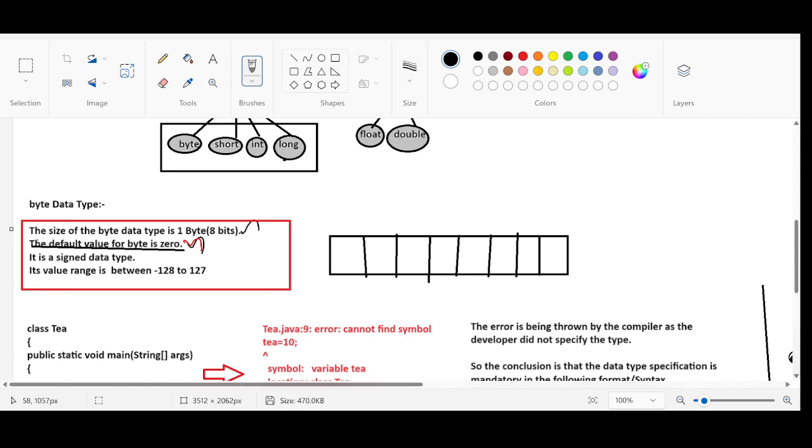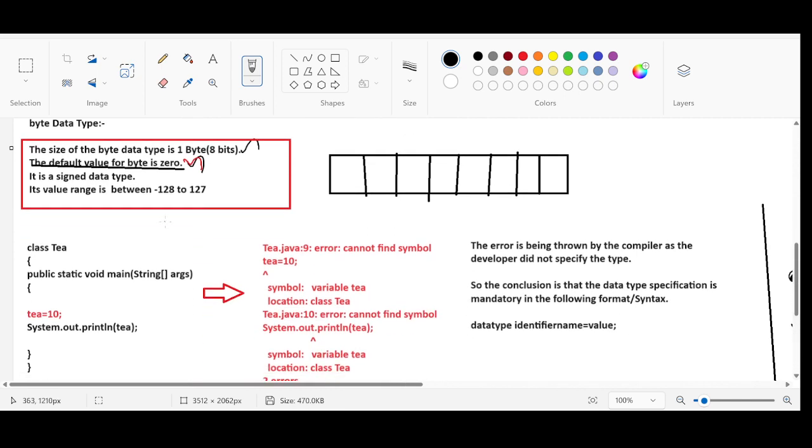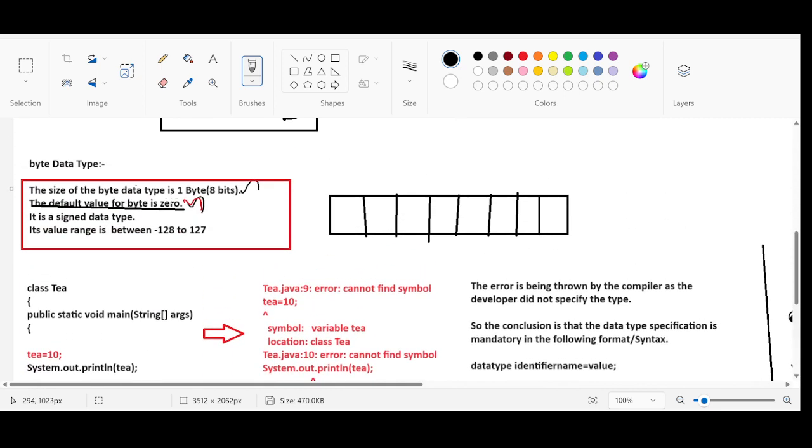When you say byte, you talk about size. For any data type, you talk about its size, its default value, whether it is signed or unsigned, and its range. These are the points you will introduce on top of each and every data type. We have seen some problems on the byte data type.